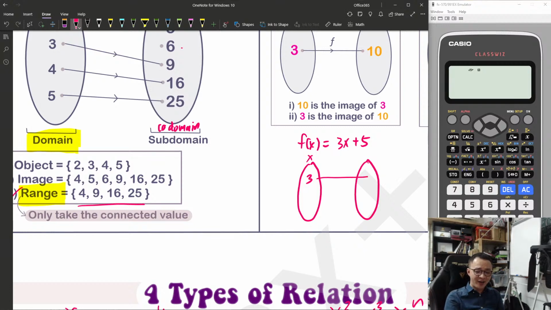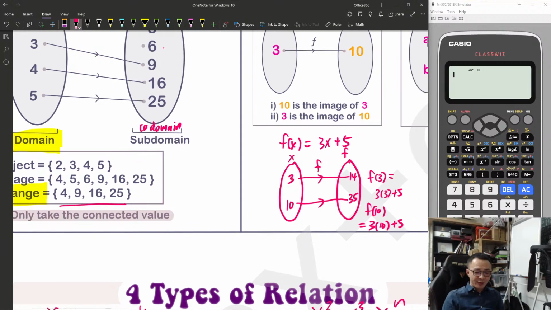How do I get my f(x) value? Let's say I pass it through a function f. So basically, I just need to do f(3) here. f(3) is basically equal to 3 times 3 plus 5, isn't it? Then I will get 14. Let's say I put a 10 here. That is f(10), so it will be 3 times 10 plus 5, so this one should be 35.